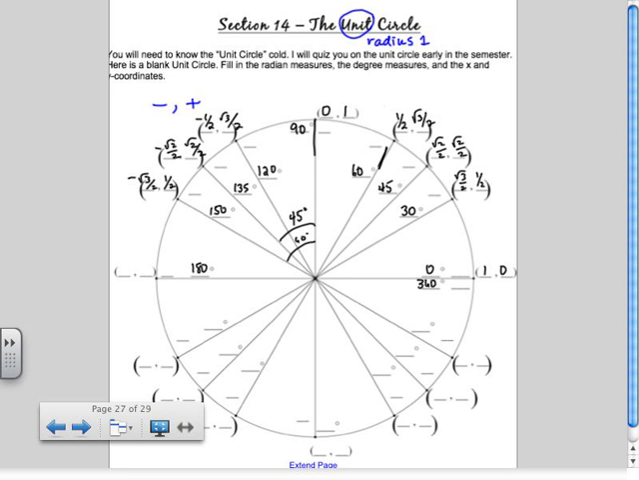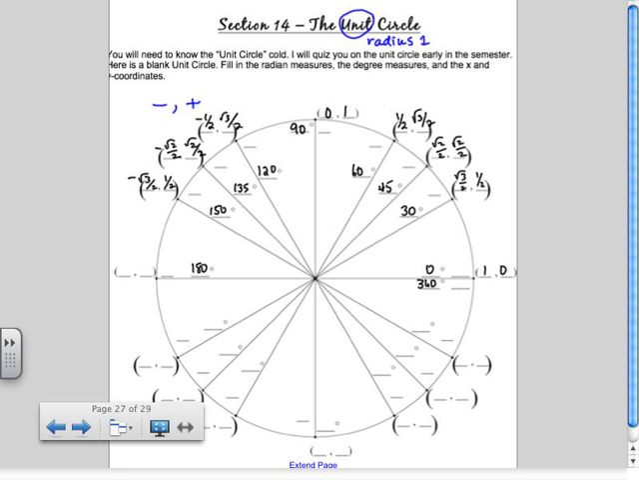Okay, now your radian measurements. Radian measurements are the only things that are used in AP Calculus, so it's very, very important that you know these. If you've been using degrees before, you're not going to really be able to use degrees. Rarely is there a problem that uses degrees in AP Calc. All right, so this is 0 radians.